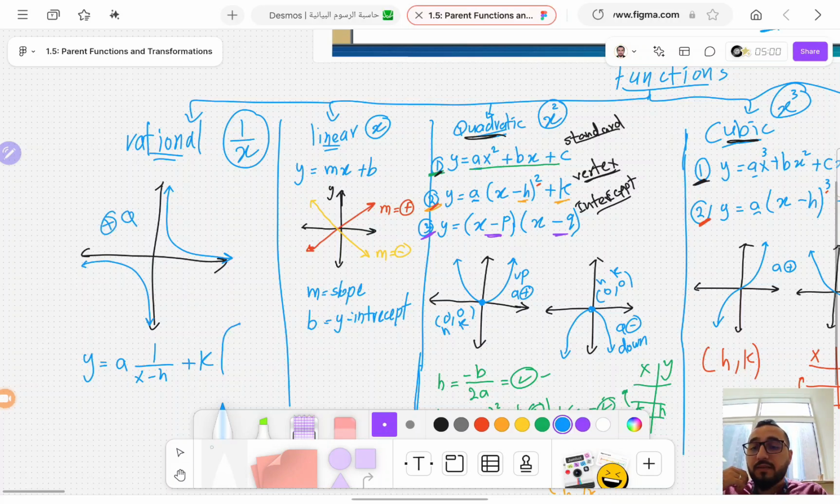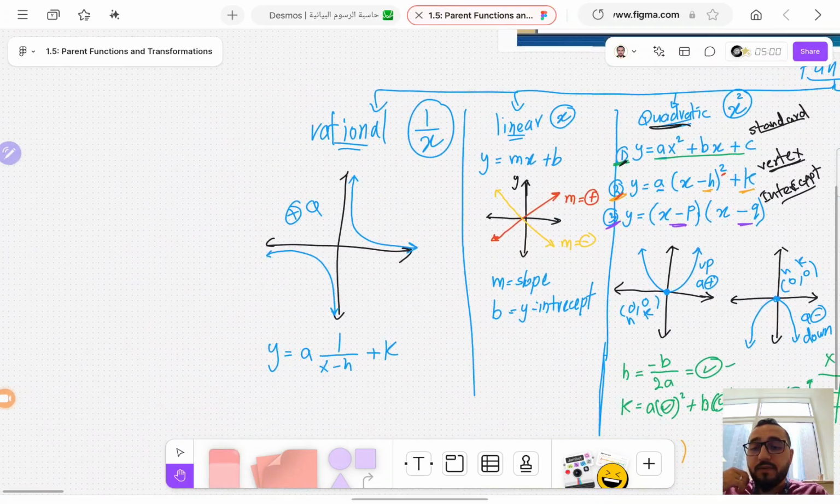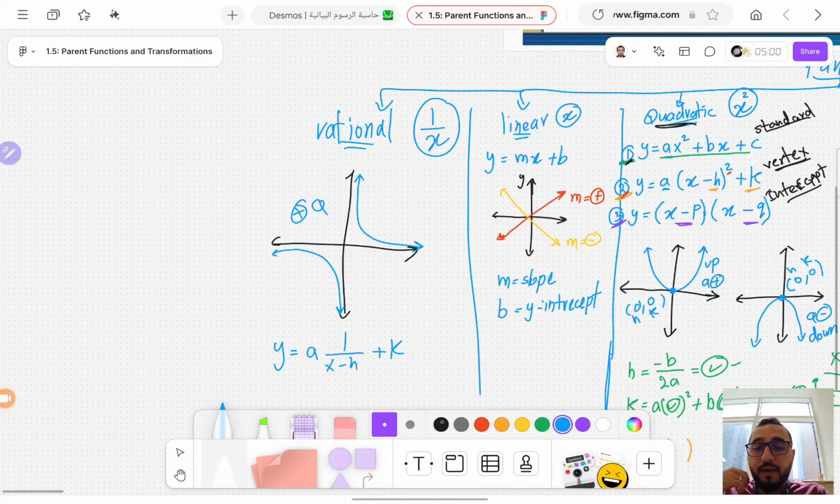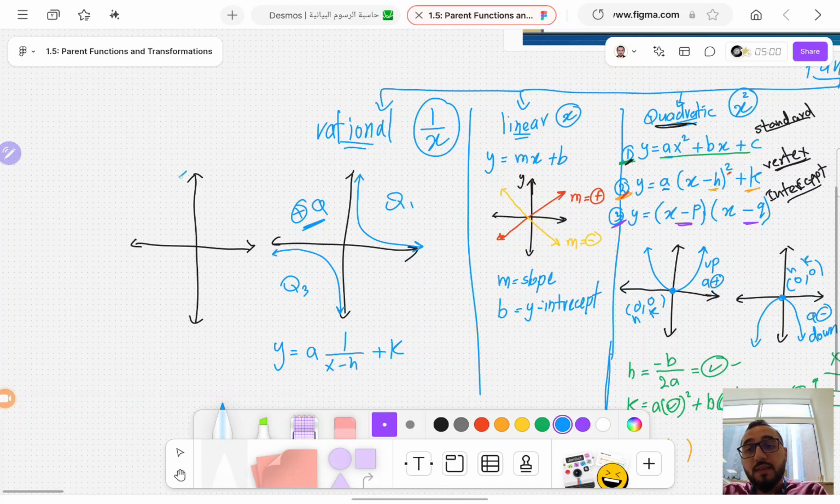How about when a is negative? When a is negative, let me graph it here. We have to graph using this one here. You can recognize that quadrant 1 and quadrant 3 is when a is positive, but when a is negative, where do you think the graph will go? Yes, it's quadrant 2 and quadrant 4. So as you can see, this is quadrant 2, this is quadrant 4. This is the graph when a is negative.